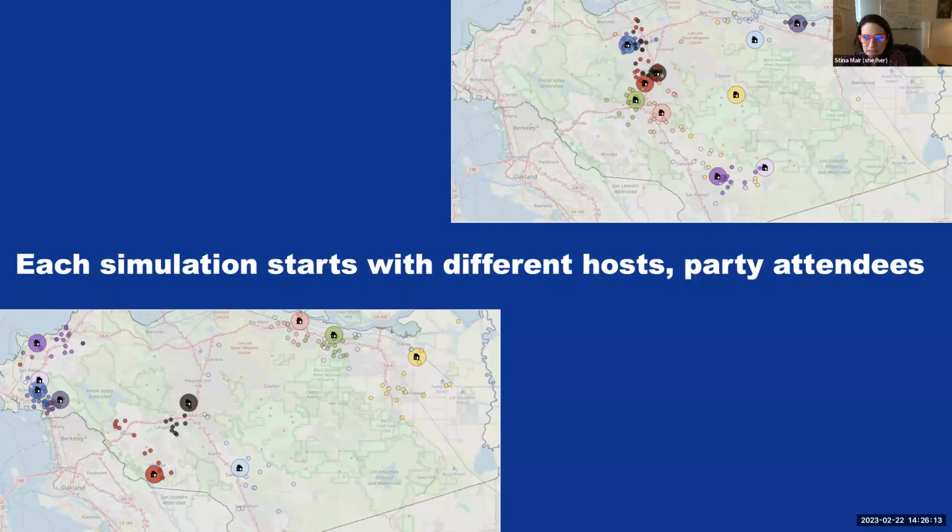This is Contra Costa County, as I said, right next to Alameda County. The larger circles are locations of the hosts of the parties, and the smaller circles are the home locations of those who go to the parties. And every week the parties look a little bit different. And these are just two different initial conditions.